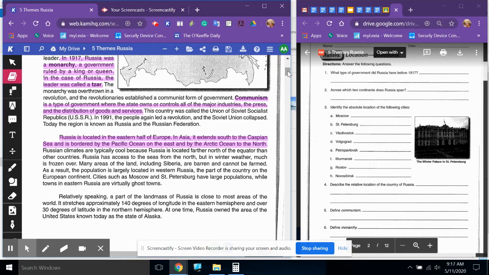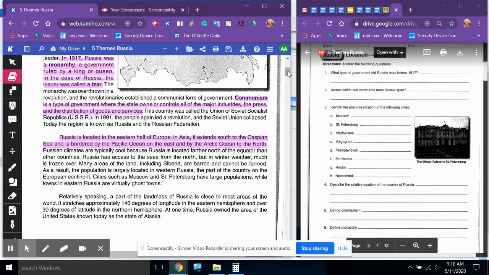Russia is located in the eastern half of Europe. In Asia, it extends south to the Caspian Sea and is bordered by the Pacific Ocean on the east and the Arctic Ocean to the north. Russian climates are typically cool because Russia is located further north of the equator than other countries. Russia has access to the seas from the north, but in winter weather, much is frozen over.